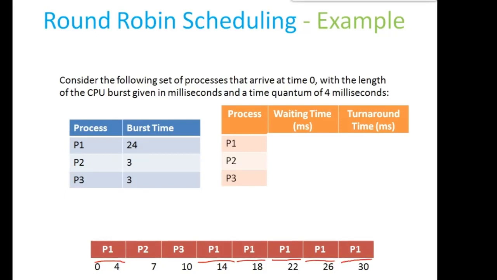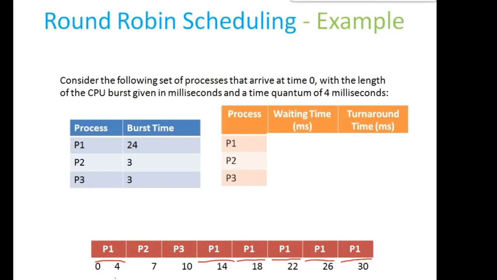Okay, so in terms of the predefined time quantum, 4 milliseconds, 4 milliseconds, like that. See how many, so 6 times the CPU has allotted the time quantum for the same process. Okay, so if you calculate the waiting time for these 3 processes, let us consider the process P1 first.